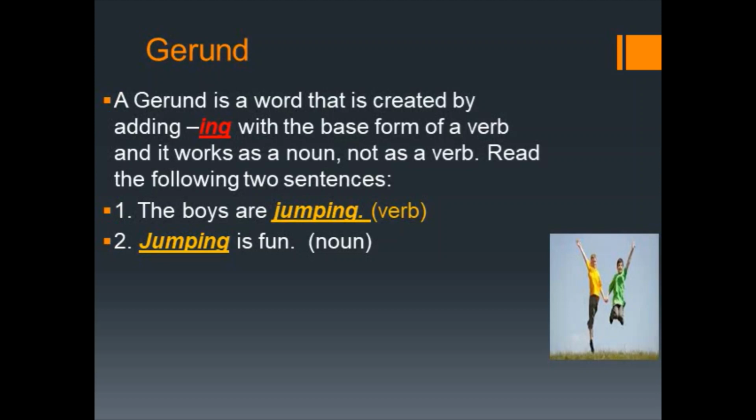So that's why here it is a noun, and by this time we know that verb plus ing, if it works as a noun, it is called gerund. So in number 2, jumping is a gerund that works as a noun. So gerund is a noun. Verb plus ing, if it works as a noun, it is called gerund. So the role of gerund is it works as a noun.